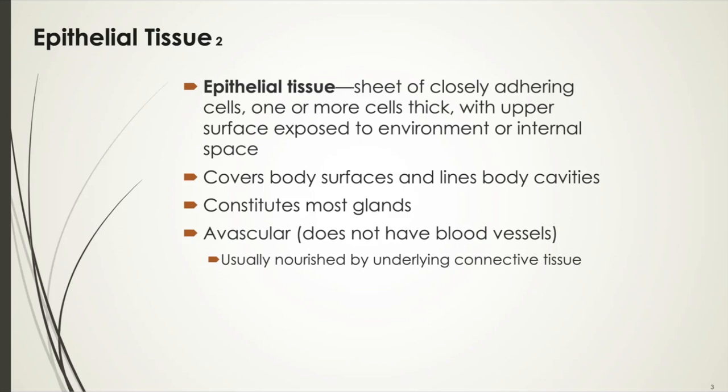Also, avascular. What does avascular mean? A means not. So avascular means that they do not have blood vessels. Which means the cells that make up the epithelial tissues are going to have to be nourished by other underlying connective tissues, those that actually do have blood flow to them.